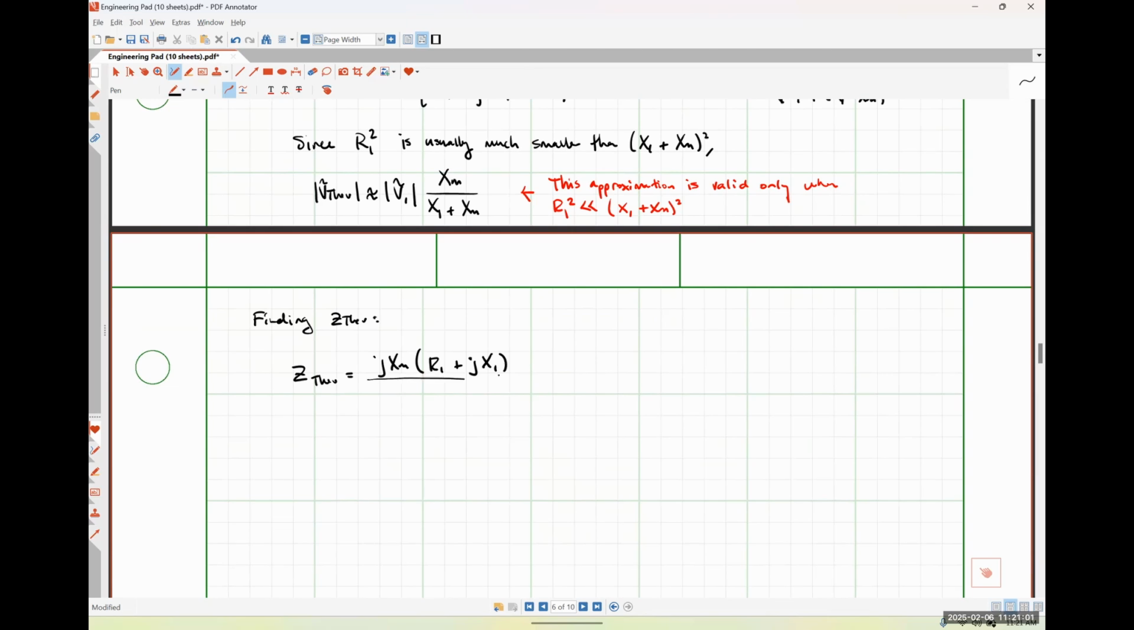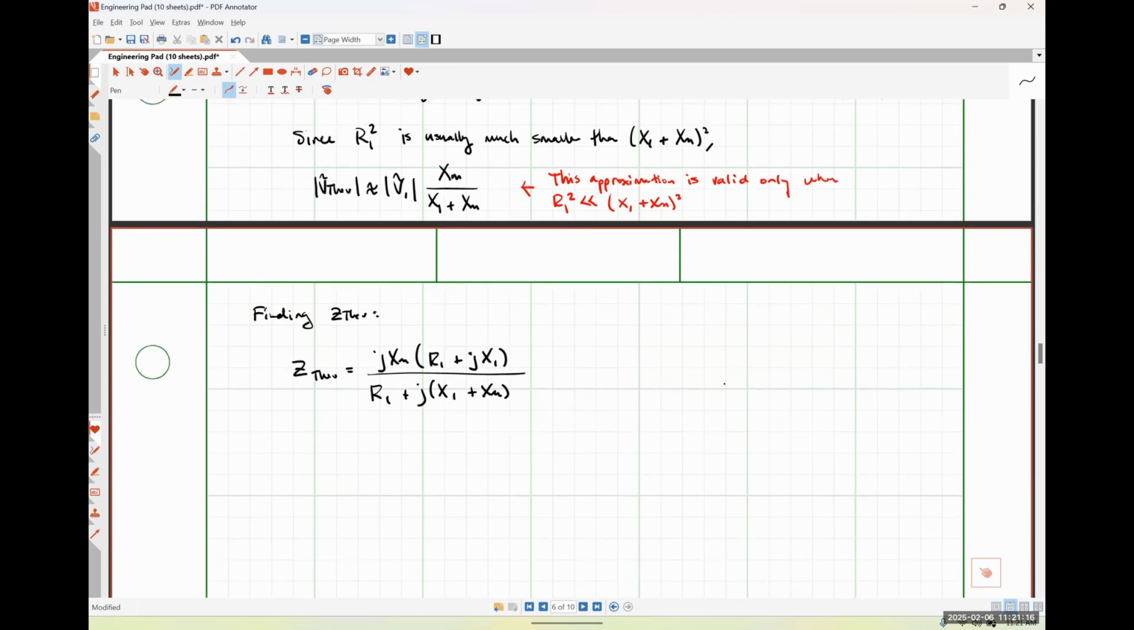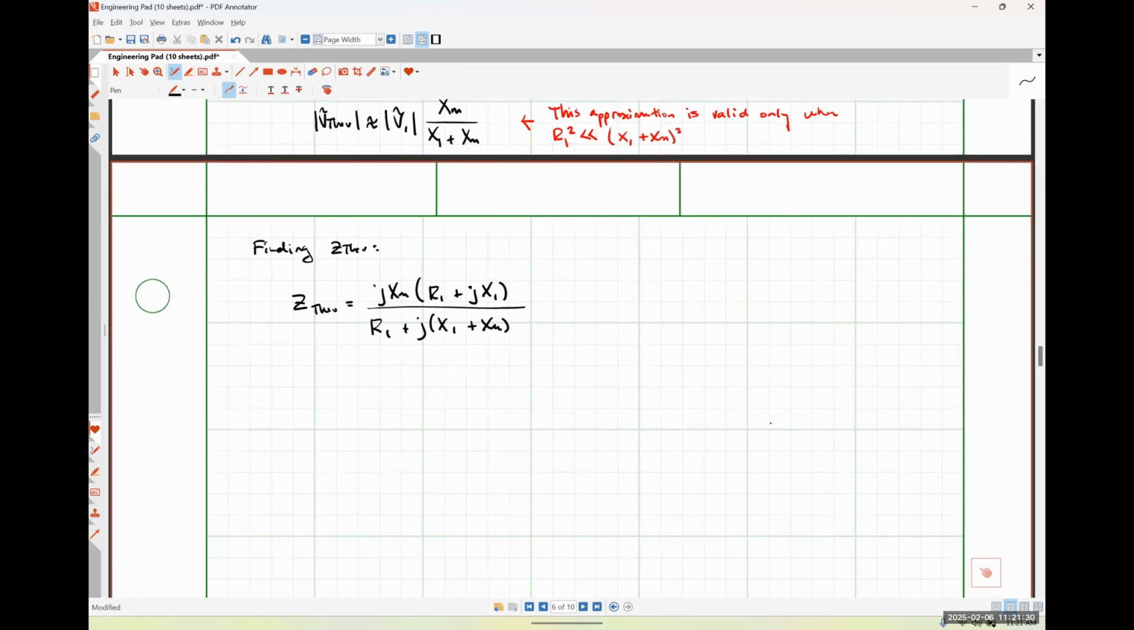And now I'm going to add those guys together, and that's just going to look like R1 plus jX1 plus XM, like so. And then we're going to simplify this a little bit as well. So this is the thing that I would usually use, and now we're going to talk about, again, assumptions that we could make to make the math a little faster, but lose a little bit of accuracy.